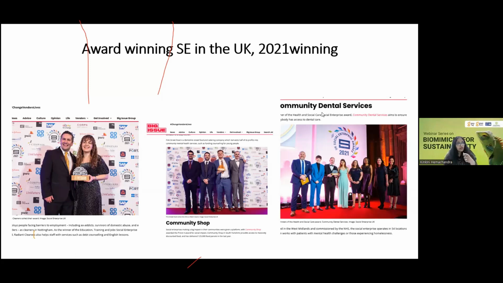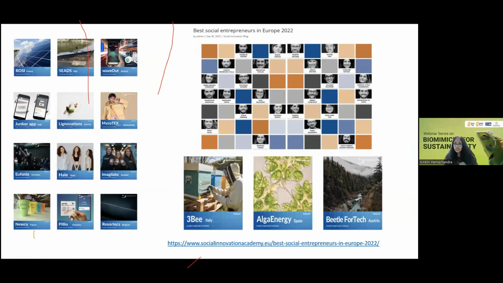And also, if you look at the community dental service, in the UK dental facilities are so expensive and you have to wait in a long queue of 2-3 years. So what they did was operate their dental service for people who don't have access to dental services. These are some good examples where you can see social enterprises operating in the UK. I'm not going to talk about social entrepreneurs across Europe, but if you look at this slide, you can see there are plenty of good models where we can identify social entrepreneurs.